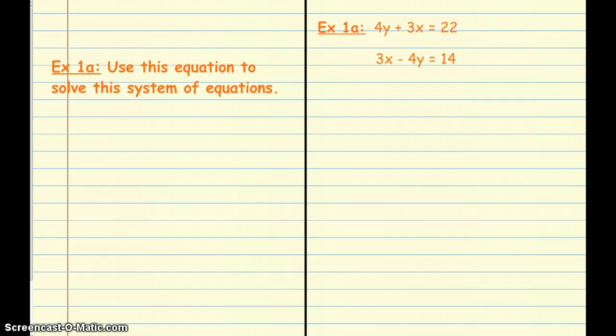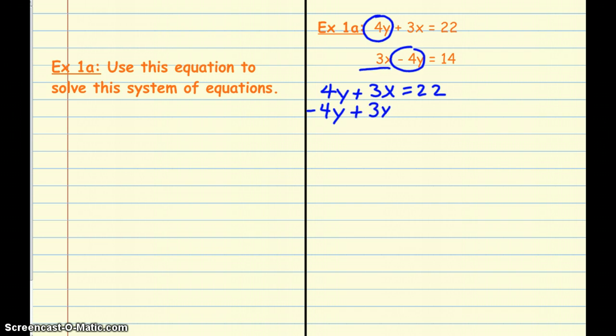So the first thing that we need to do is take a look at our two equations, and I see in each of our equations the first one has a 4y and the second one has a negative 4y. So I'm going to rewrite those equations so those 4y's are stacked on top of each other. So our first equation stays the same. Then I'm going to put the negative 4y in front. And since this 3x is positive, we're going to say plus 3x equals, and then that 14 stays the same.